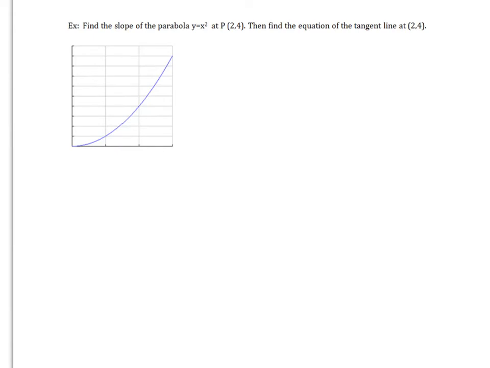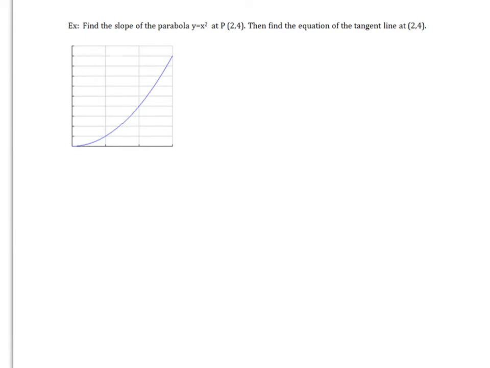Let's go ahead to example number 2, where we want to find the slope of the parabola. Our parabola is given by the equation y equals x squared at the point P, which is (2, 4). Then, once I find that slope, I want to find the equation of the tangent line, and I want to be able to check it on my graphing calculator.